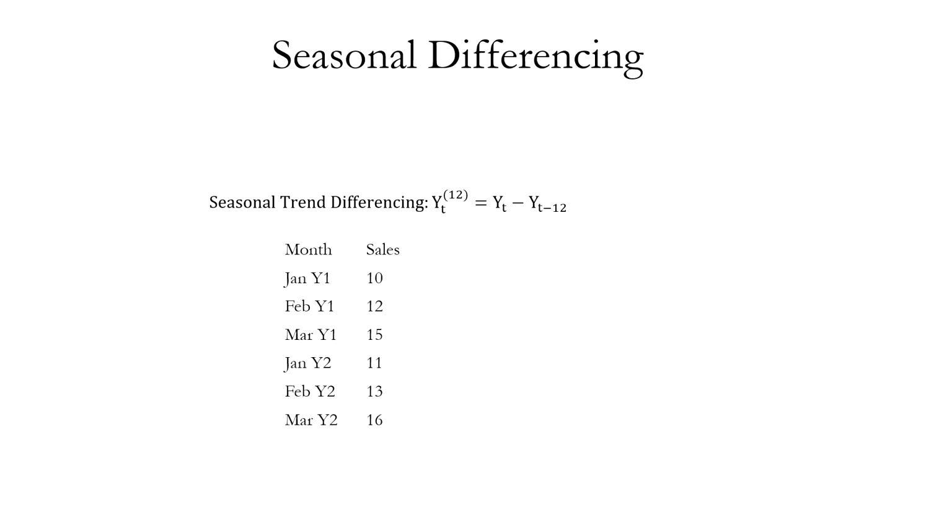Now I'm going to be talking about seasonal differencing. It's similar to linear trend differencing, except we're taking a lag of 12, right? So we're taking the original value at t and then subtracting the lag value at 12. If we look at this example, we see 10, 12, 15, 11, 13, 16. We do y2 minus y1 for January. It's 11 minus 10, which is equal to 1. 13 minus 12, 16 minus 15, all equal to 1, right? So we have a constant mean, constant variance, and constant correlation.